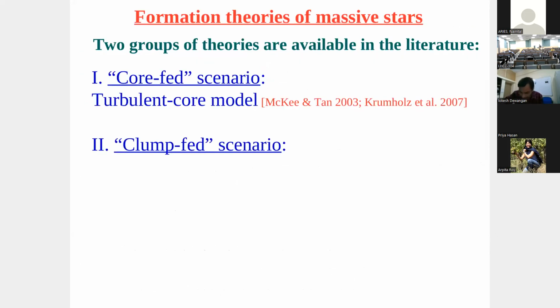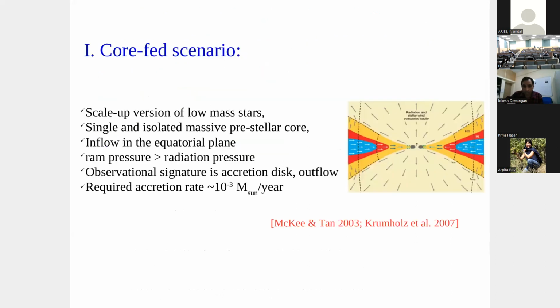So in order to explain the formation of massive stars, what are the theories available in the literature? We can divide these theories into two major categories. One is the core fed scenario, another is the clump fed scenario. One flavor of the core fed scenario is the turbulent core model. This model is similar to a scaled-up version of low mass stars. We know the low mass stars form through the accretion process.